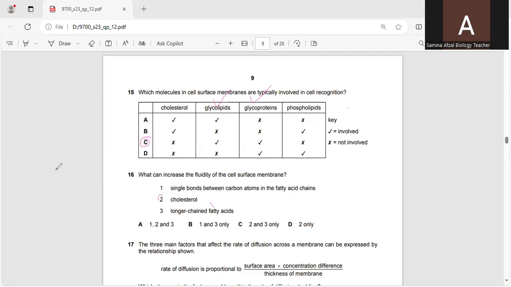Only cholesterol is there, which can increase the fluidity of the cell surface membrane. So according to this, D is the correct option.